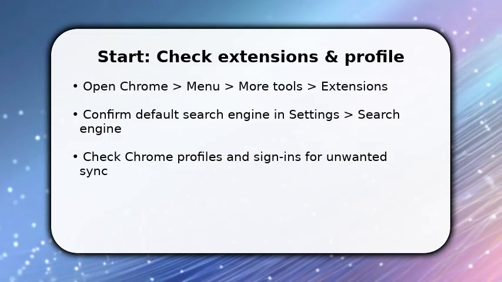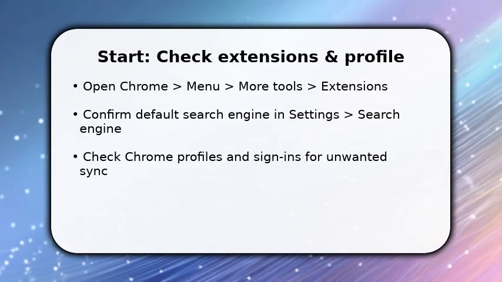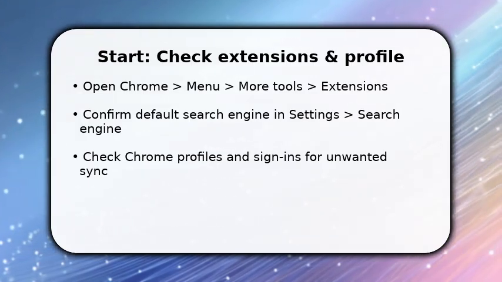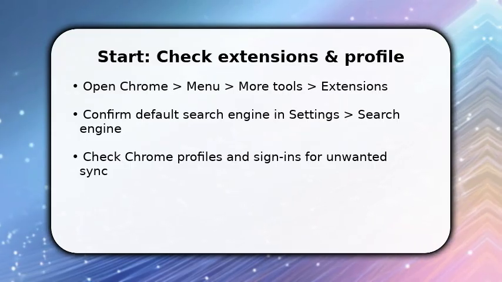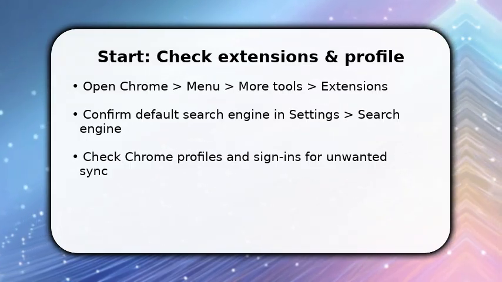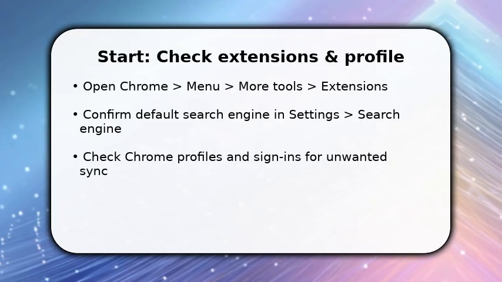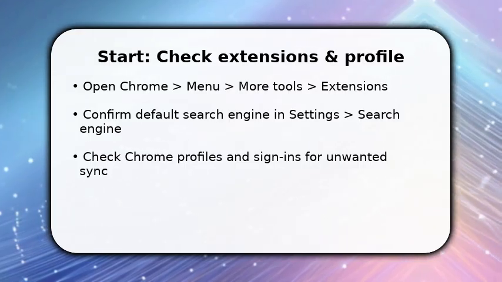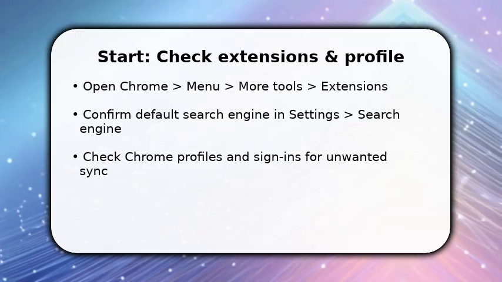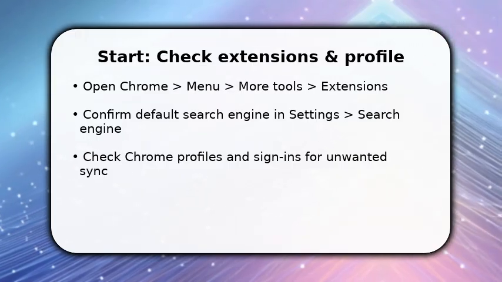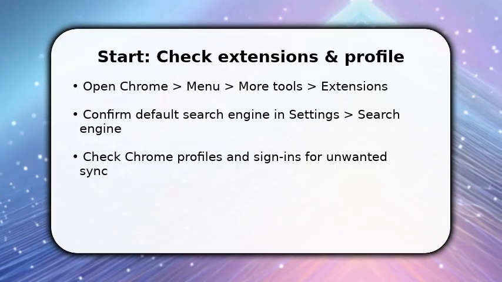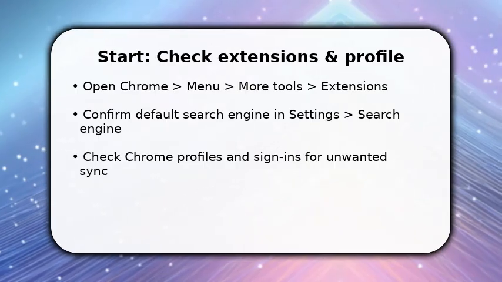You begin by opening Chrome and checking extensions and profiles because unwanted extensions or a different profile often force Yahoo Safesearch. First, go to Menu, More Tools, Extensions and disable anything unfamiliar. This stops immediate interception. Once done, open Settings, Search Engine to inspect your default provider. Make sure it reads Google or your choice.